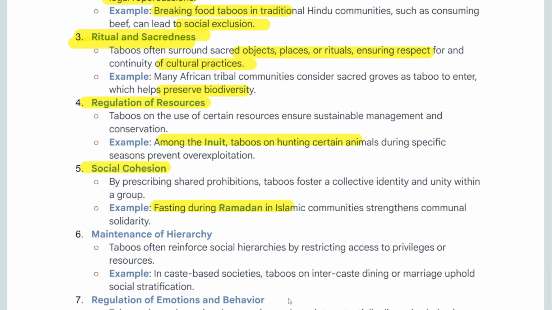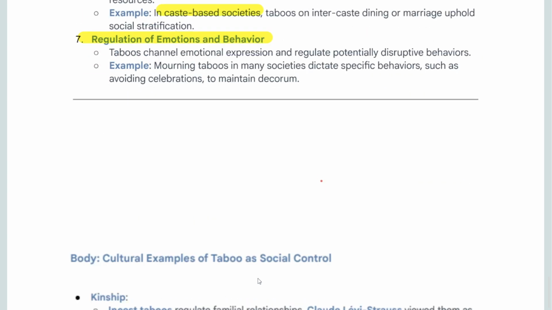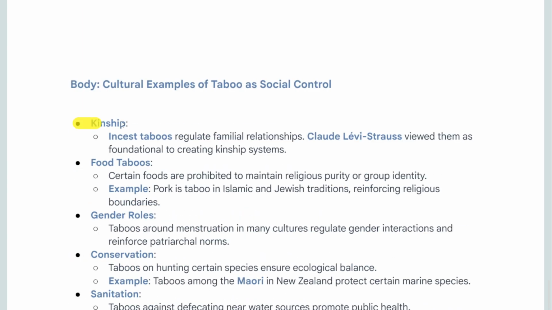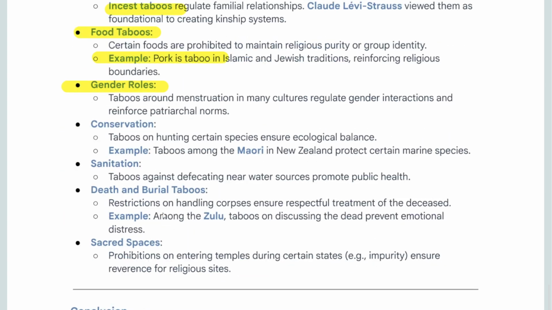Wow. So taboos, even if they seem irrational or archaic to outsiders, play this huge, often hidden role in making societies function, defining who we are and how we act. Exactly. Think about examples. Kinship, the incest taboo, is foundational. Food taboos like pork for Jews and Muslims maintain religious purity, group identity. Gender roles: taboos around menstruation in many cultures regulate interactions, often reinforcing certain power structures.